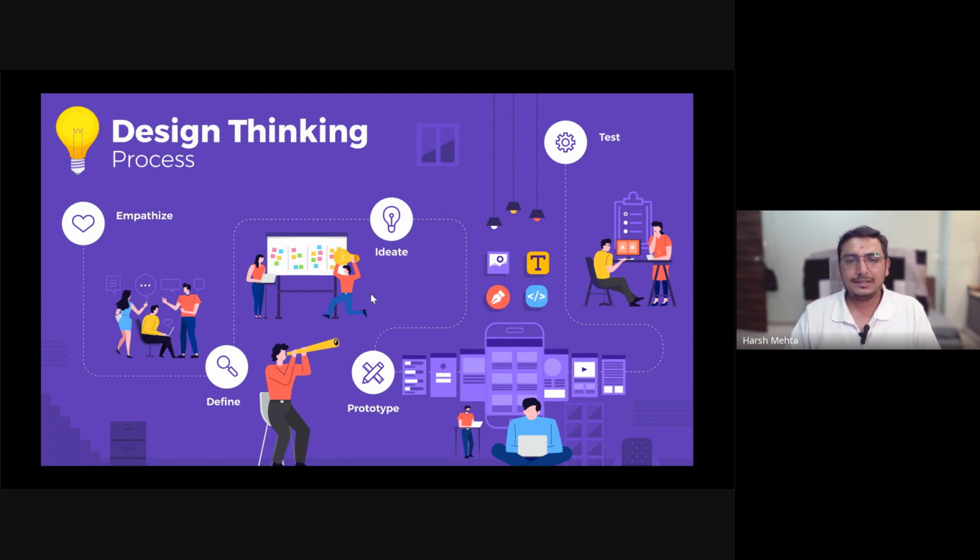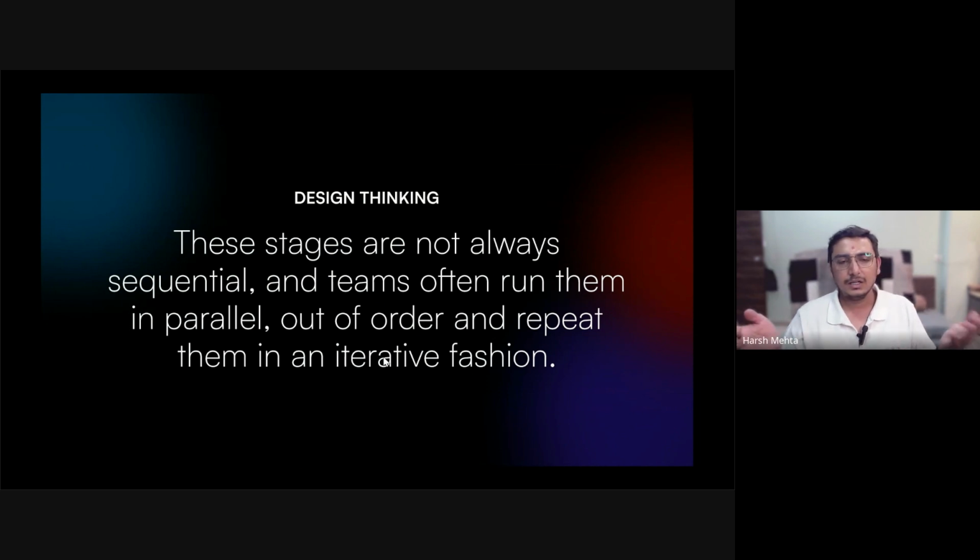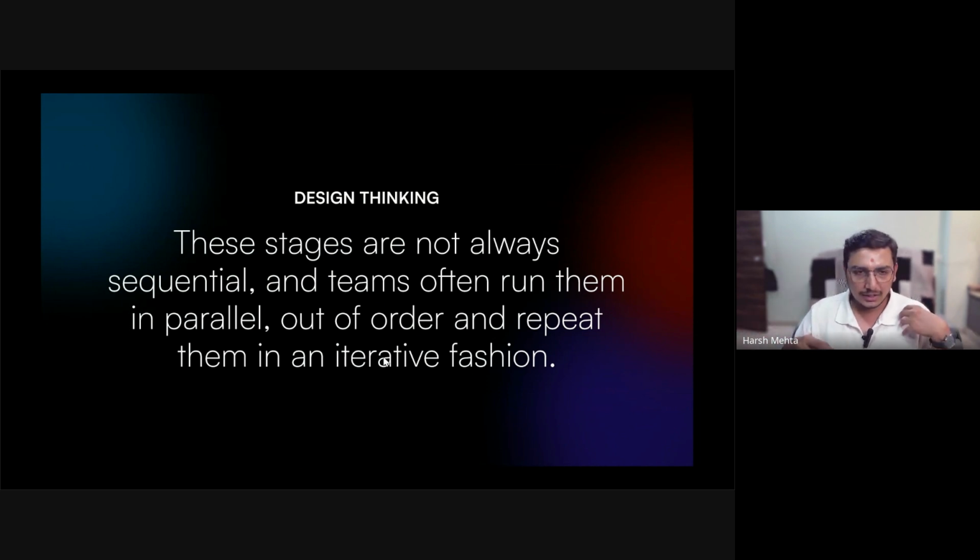So as it says, it is not always sequential and teams can often run them in parallel. One team can work on the empathize phase, one team can work on the define stage at the same time. If that is done, teams can work on wireframes and design also in parallel. And if some of the modules are done, they can also work with the testing team or the usability team. So it is not like a fixed set of rules that you have to follow in the design thinking process, right?